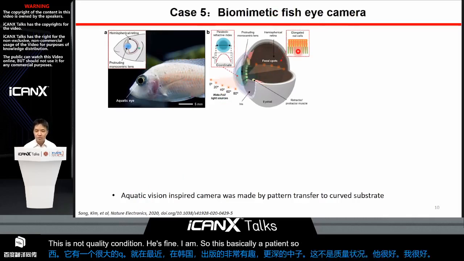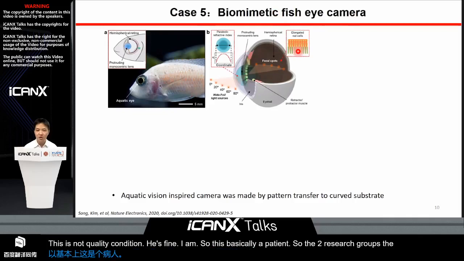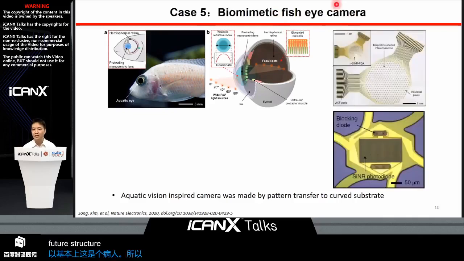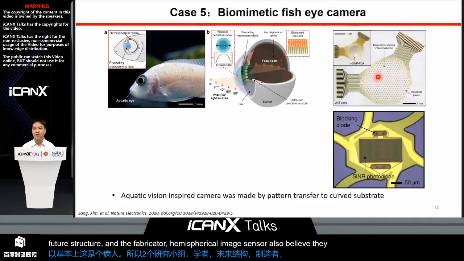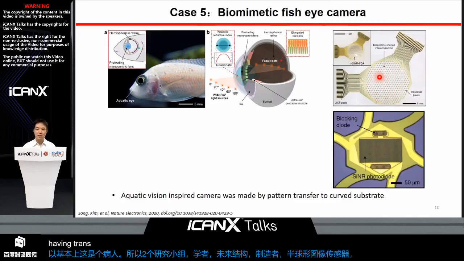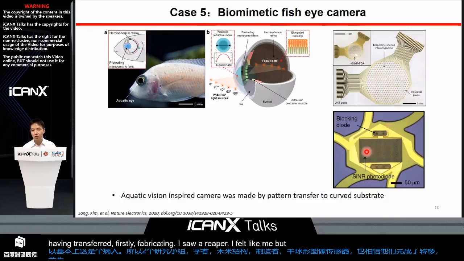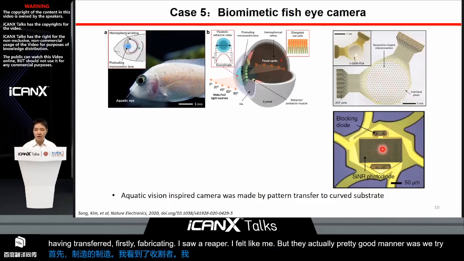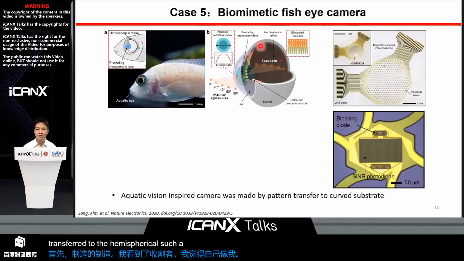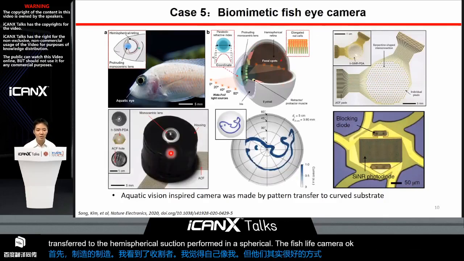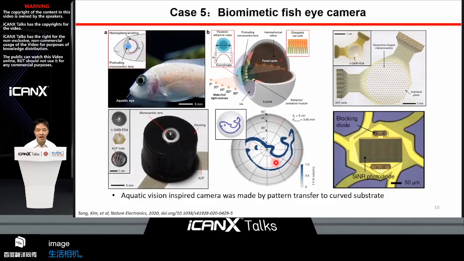So the two research groups learned the fish eye structure and fabricated this hemispherical image sensor. They performed this fabrication with a pattern transfer. They first fabricated on an SOI wafer. On the SOI wafer, they etched the silicon nanorods, then transferred them to the hemispherical substrate to form this hemispherical retina for the fisheye camera. Okay, so the fisheye camera can also image the pattern projected to the camera. It's very interesting work.